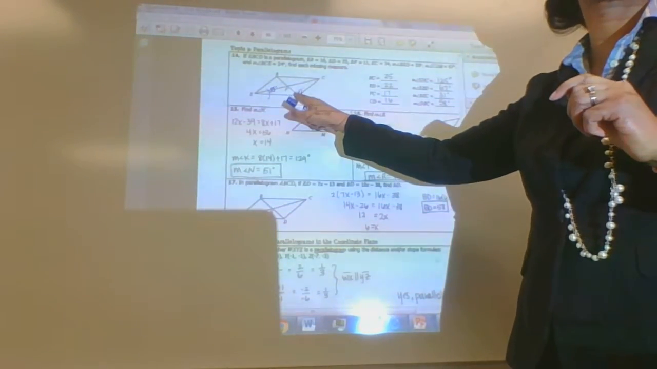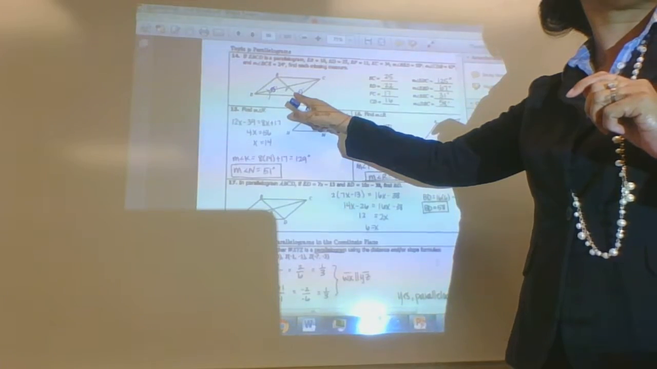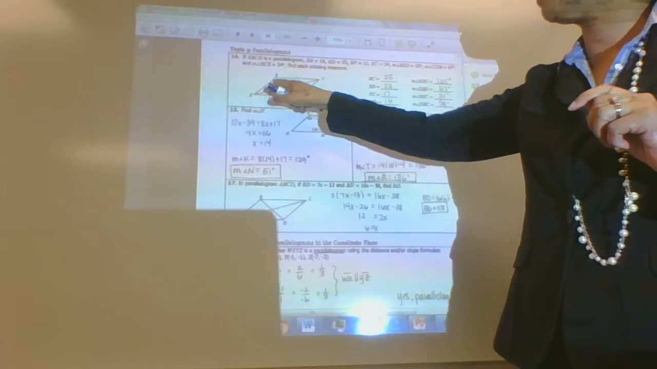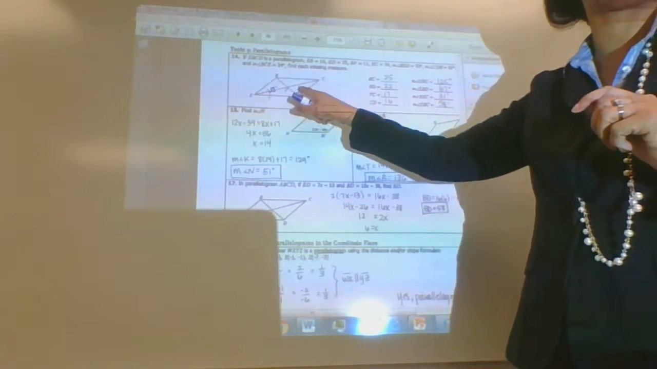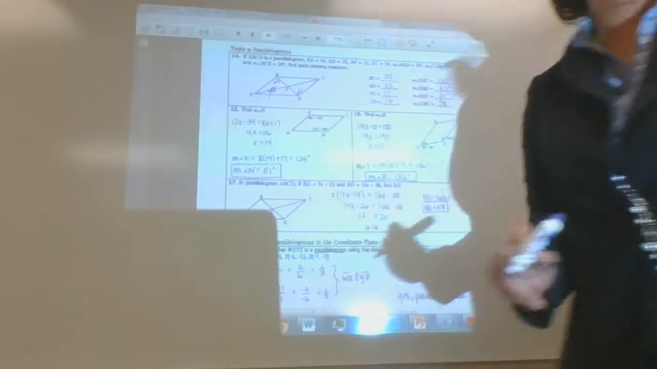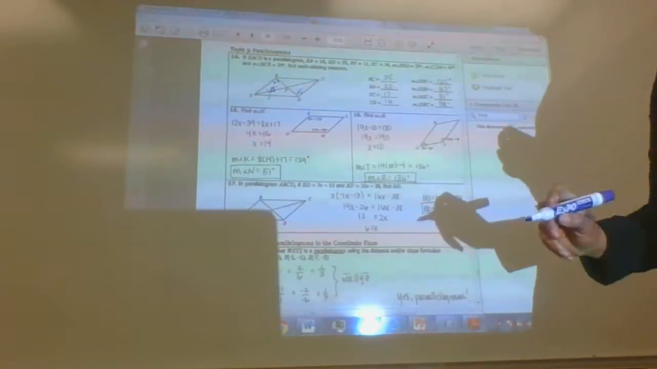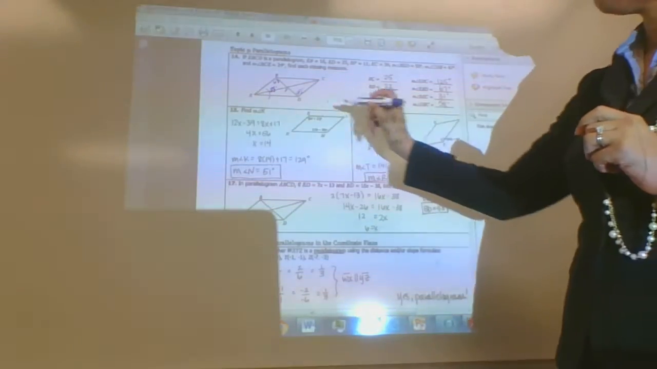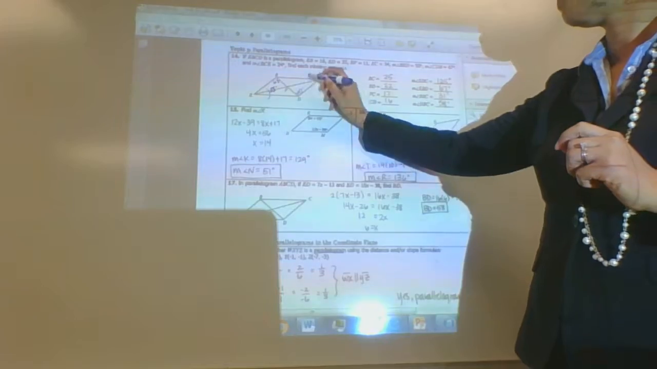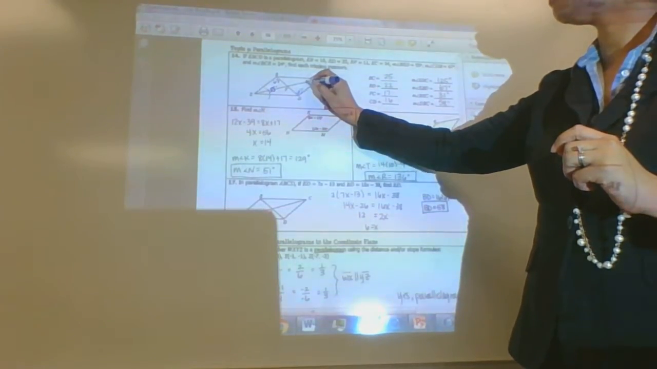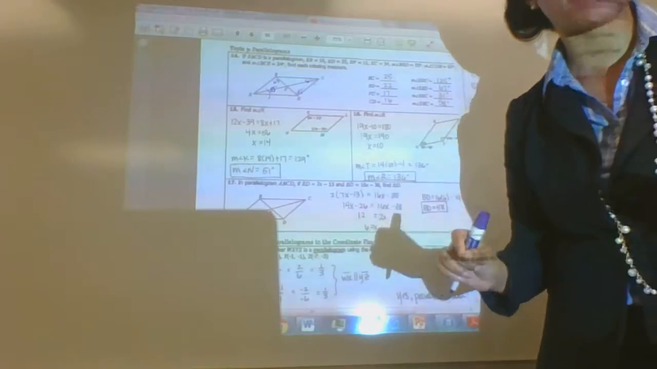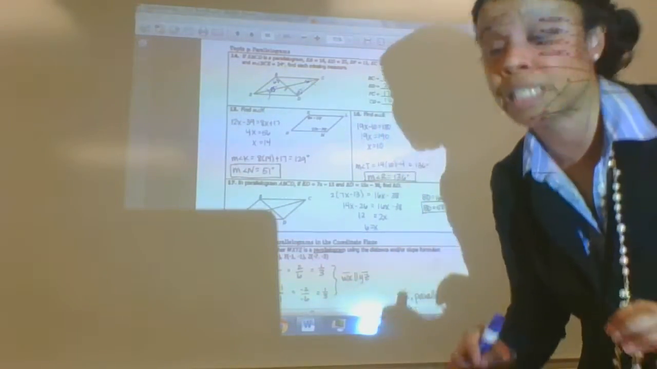What other angle can I find? EBD. Very good, because what type of relationship is that angle? Alternate interior. Excellent, because we know we have parallel lines. Now what is this whole angle over here? 55, because of what? Opposite angles are congruent. That is a property. You must know your properties.